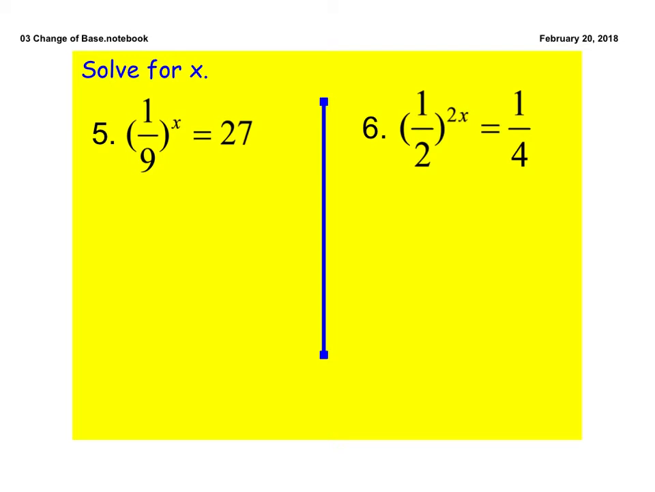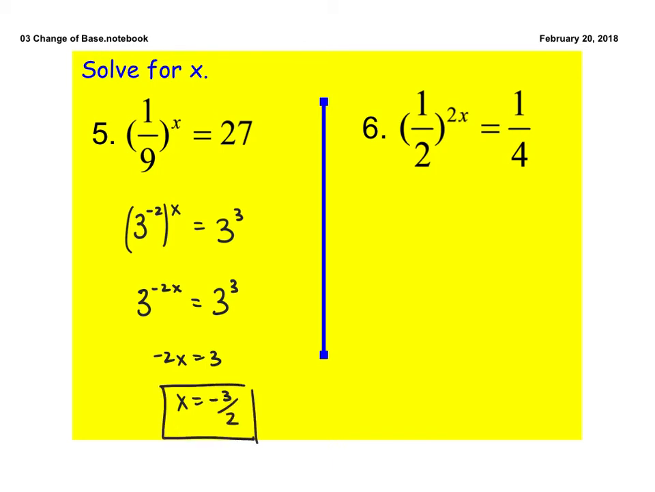Okay, we're going to solve for x. This one's kind of similar to the other one, where we have this fraction on the left side. Now, I know that 3 squared is 9, and so if I want 1/9, I can make this 3 to the negative 2nd. That would be the equivalent of 1/9, and this is going to be 3 cubed. Use my properties of exponents on the left side. My bases are the same, therefore my exponents must be the same. So x is equal to negative 3/2.